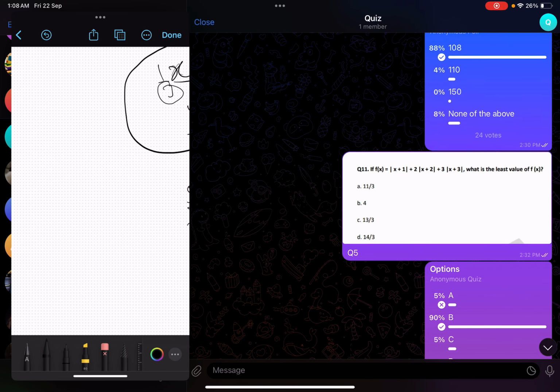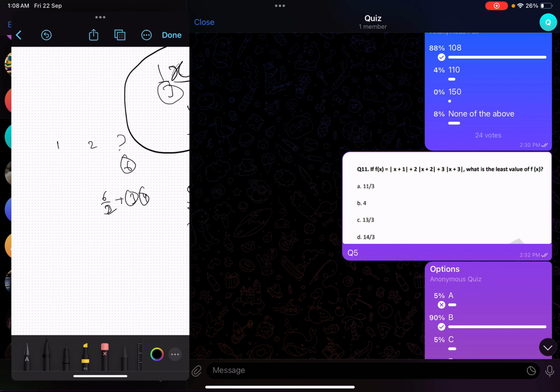Now this is a very easy question, the last one: mod x plus 1, and so on. How many friends do we have? 1, 2, 3, 4, 5, and 6 friends we have, so the minimum will be where? 6 by 2, since it is even, so 3 and 4.